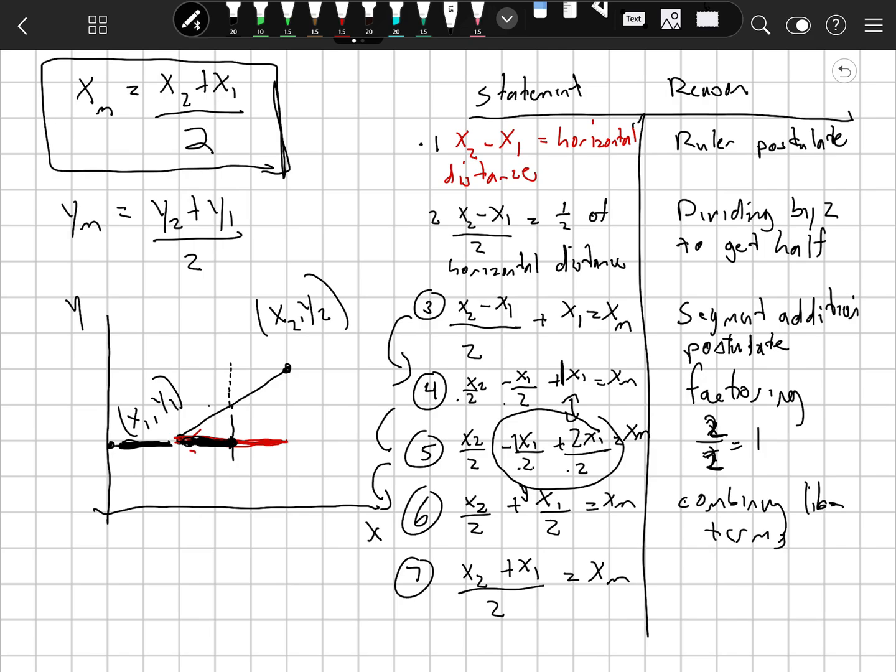Then from 6 to 7, we're taking this piece here and this 2 there, and distributing it out, so it's 1/2 of (x2 plus x1), so we can write it like we have it here in number 7. We just call it distribution.